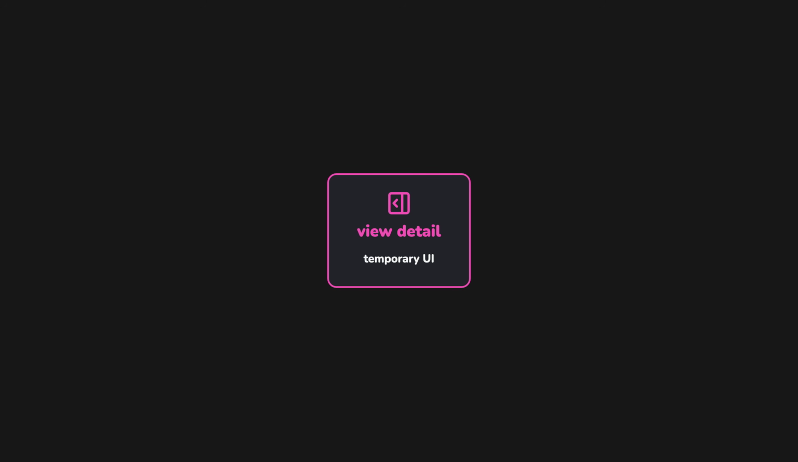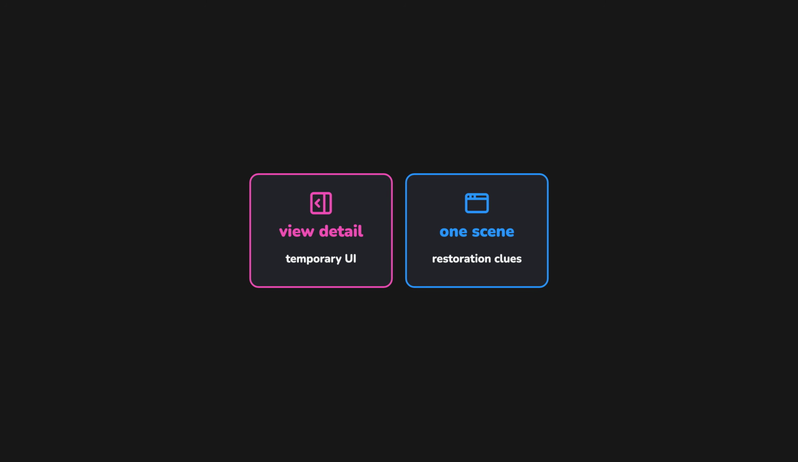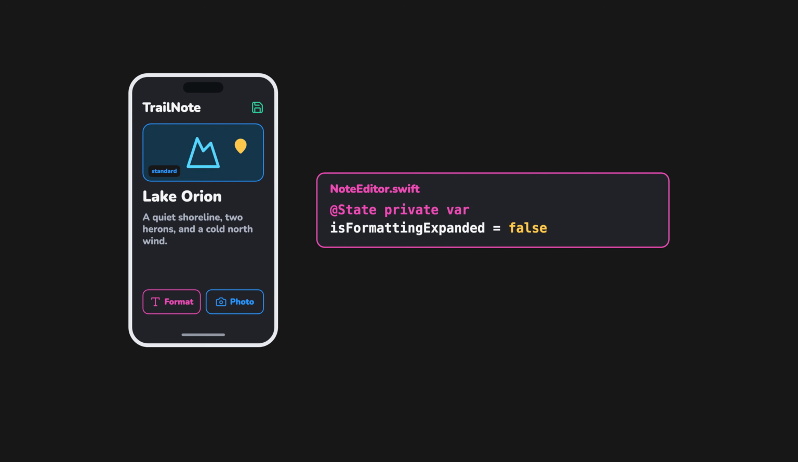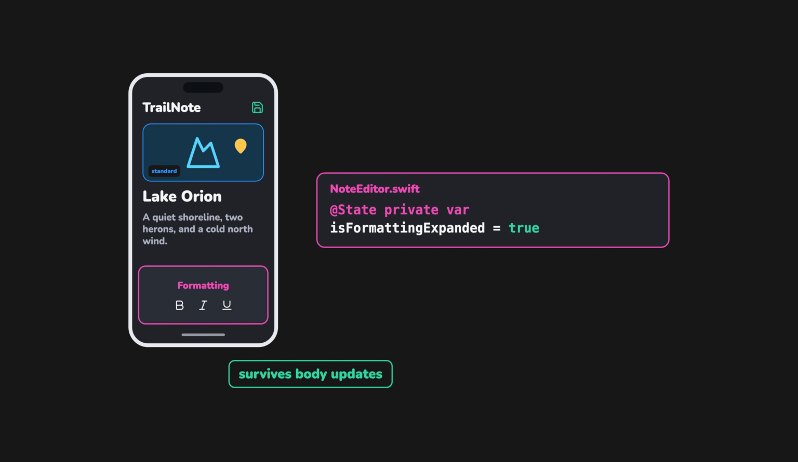This is where lifecycle knowledge becomes state design. We need to decide which values only matter to the current view, which values help restore one scene, which preferences belong to the whole app, and which data must survive indefinitely. Suppose the editor has a small boolean that controls whether a formatting panel is expanded. That can be a local SwiftUI state. A value managed with @State survives normal body updates while SwiftUI keeps that view identity, but it is not permanent storage and it is not a promise that the value will survive process termination.